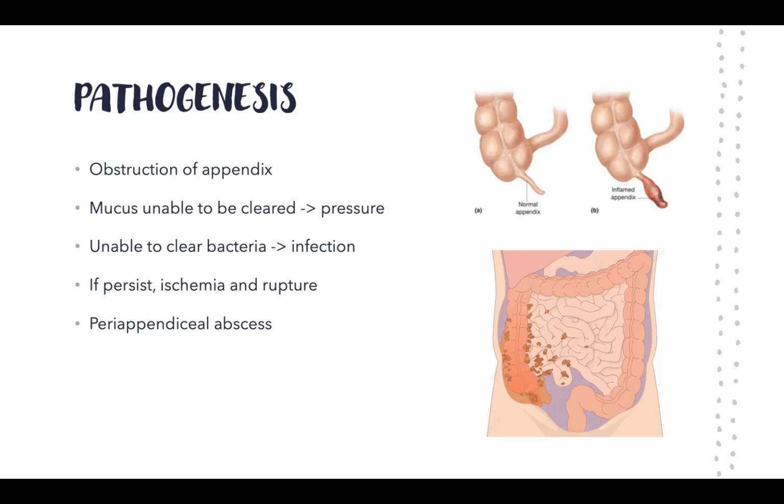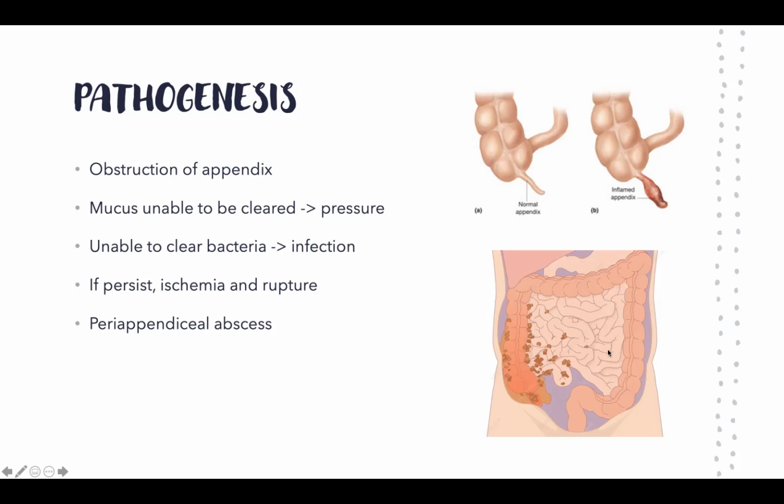Now, the problem is that if it keeps on growing and the pressure keeps on building up, it can cause a lot of edema, a lot of fluid around the appendix, and it starts to compromise the blood supply. So the blood is unable to reach the organs of the appendix, and that causes a problem. So it causes ischemia. So the walls start to become thin and weak, and now the appendix is prone to rupture.